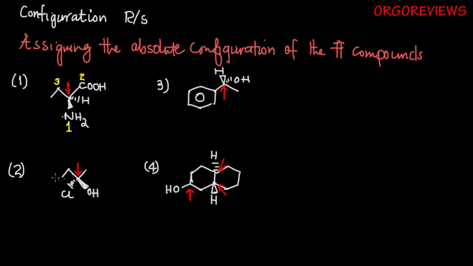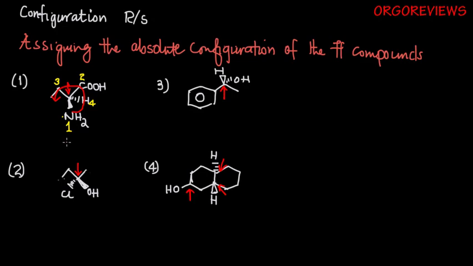So if you look at this, you can see that if you were to draw the rotation, it's going to be very straightforward. So you're going to be going from 1 to 2 to 3. And by doing that, it means you're going counterclockwise. So the absolute configuration of this is going to be an S.